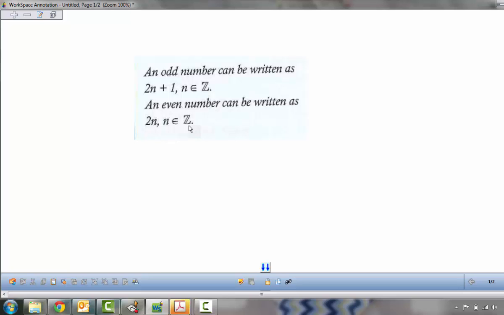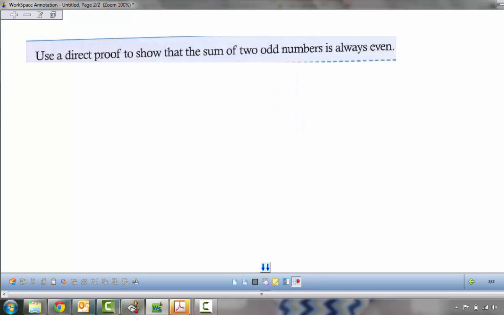integers. When you introduce variables into a proof, you must define what type of number they are, which is what this statement is right here. n is an element of the integers, and here we go with our proof. Use a proof to show that the sum of two odd numbers is always even.